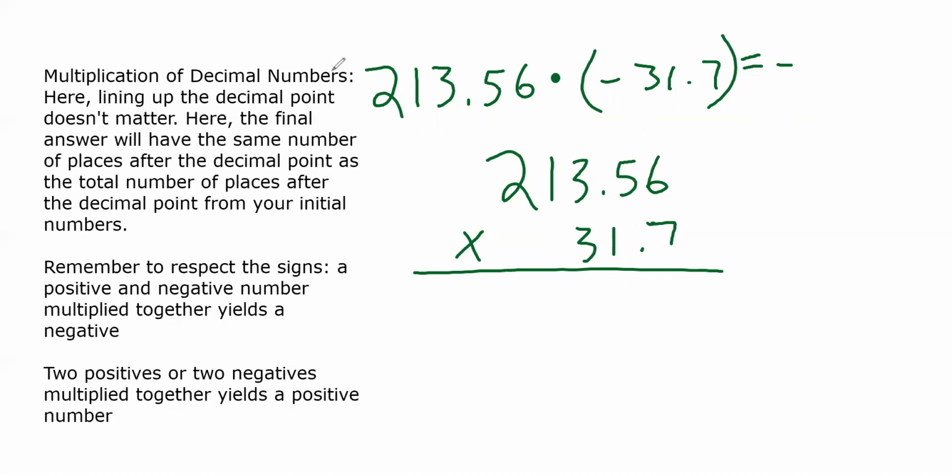What you're going to do, you notice that this number here has two total places past the decimal point. 5, 6, there's two. This number here has one total place past the decimal point. So after we multiply, the final answer, 2 plus 1 is 3. The final answer needs to have 3 places after the decimal point, at least initially, and then maybe there will be some zeros we can drop, maybe not. But basically, we're going to ignore the decimal points until we get to the end here. And we're just going to do old school multiplication.